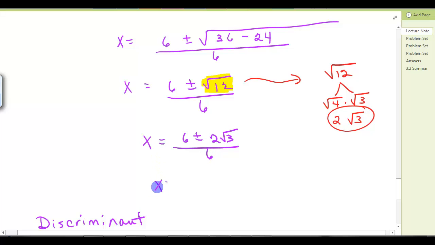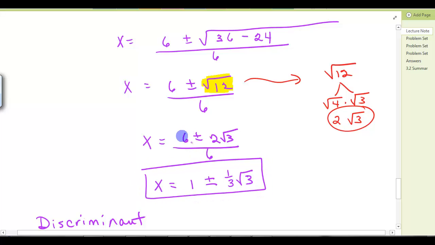And typically in MATLAB, you're going to see they're going to write this as 6 over 6, which is 1, plus or minus 2 over 6, which is 1/3, square root of 3. So that's just breaking that apart. 6 over 6 is 1, 2 over 6 is 1/3.